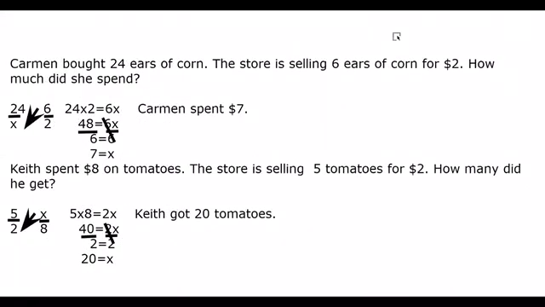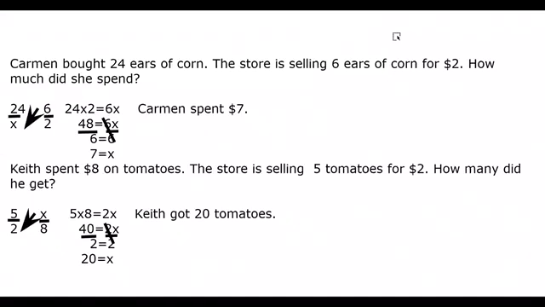Okay, so the first question is saying that Carmen bought 24 ears of corn and the store is selling 6 ears of corn for $2. How much did she spend? So we have to make a proportion here. So we have 24 over x and we have 6/2. So let me tell you guys where we got 6/2 and 24 over x from. So it says that they're selling 6 ears of corn for $2, right? So that's the proportion itself.